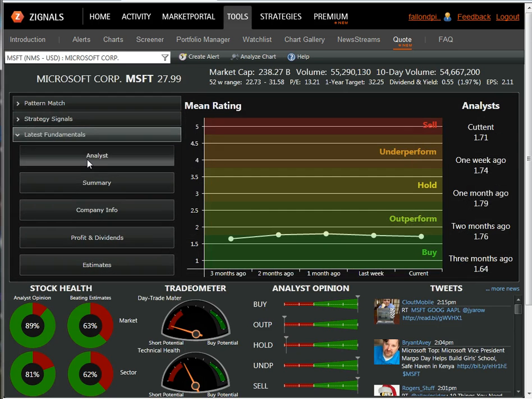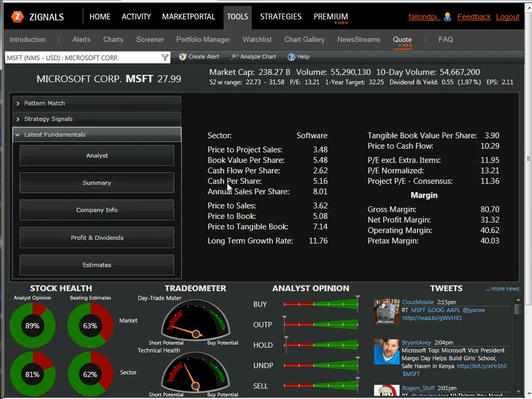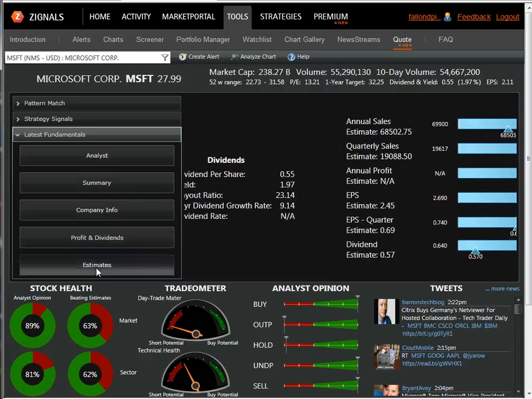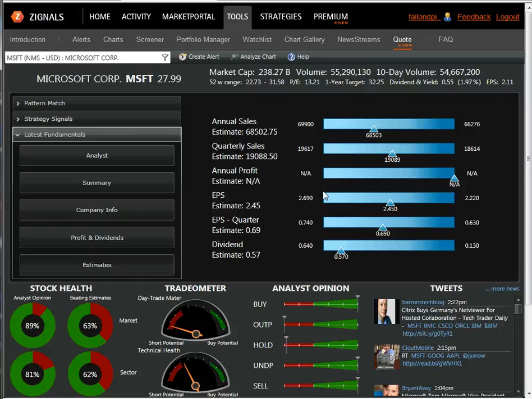The last point is our fundamentals. You can see the analyst ratings up to the past 3 months, rated from buy to sell, but you can also get typical fundamental data for the company, and any profits, dividends, and also any estimates as made available by analysts. And this includes the high-low range and the median value for analyst estimates over these key data points.